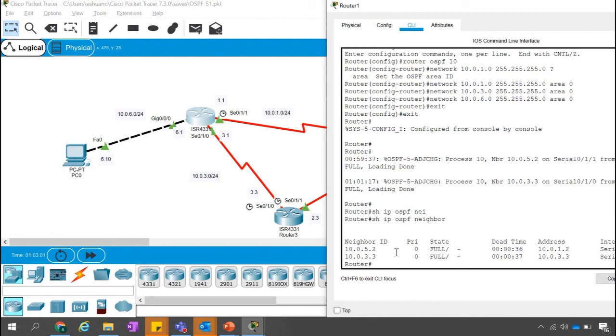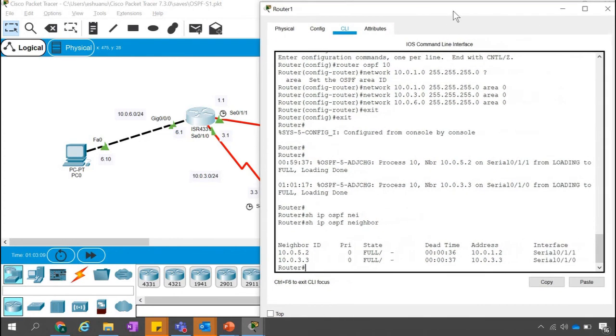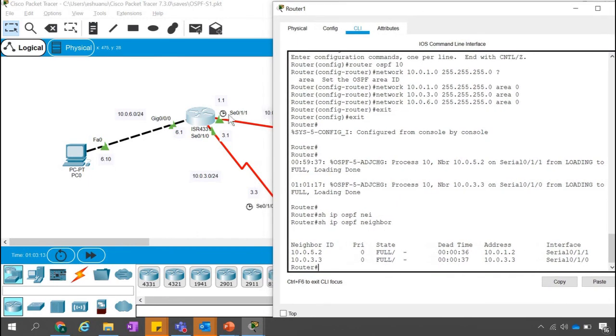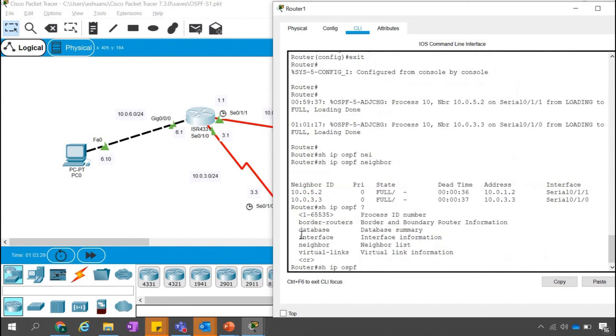So it has found the neighborship with two routers, that 10.0.5.2 and 10.0.3.3, right? So that is okay. And on these interfaces, you can see the interfaces as well. From this router 1, it has one neighborship on this 1/1 interface, and you have one neighborship on this 0/1/0, right? Another thing, you can check is show ip ospf database.